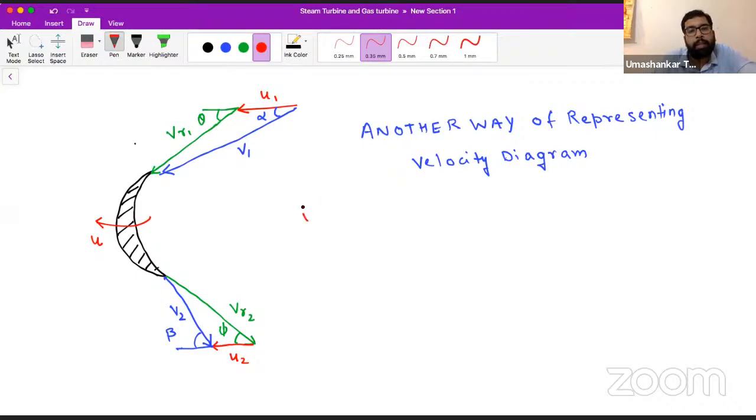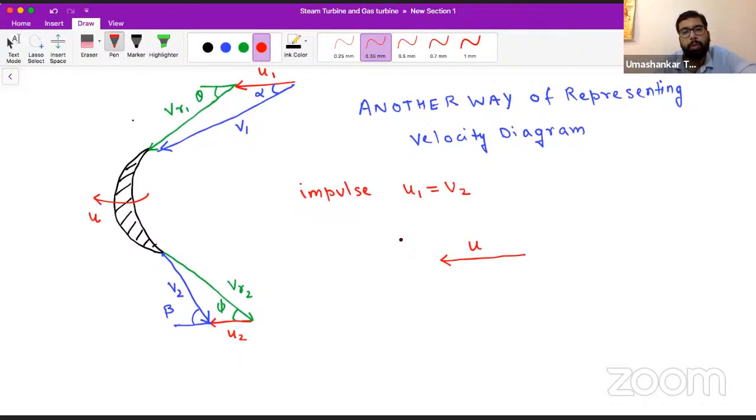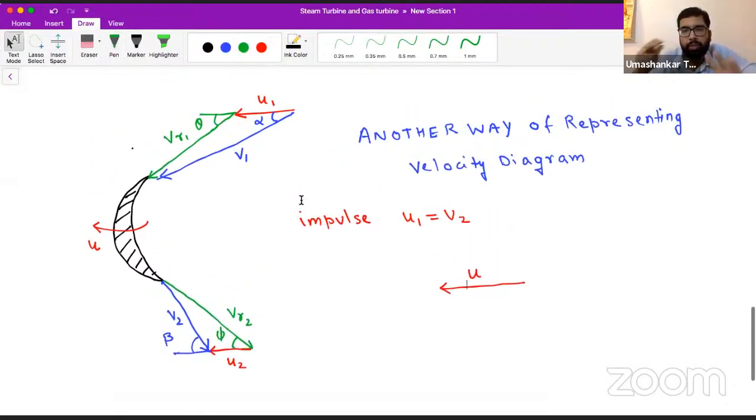In impulse turbine, you may already know it, but we are going to mention it here: U1 is equal to U2. So in impulse turbine, we have this U, and we have this common. Just focus here. If we know the diagram on the left side of the screen, we can make it easily. So we have this U.